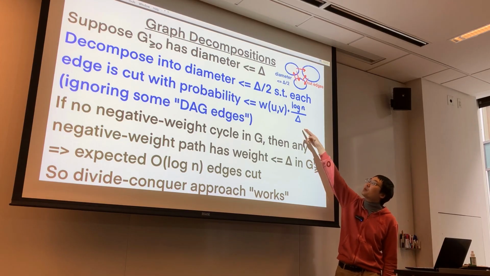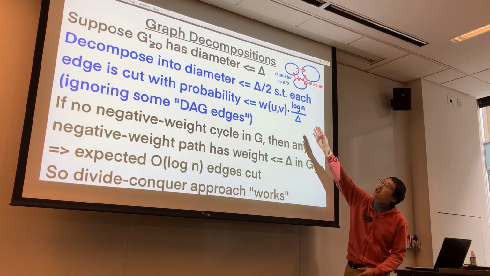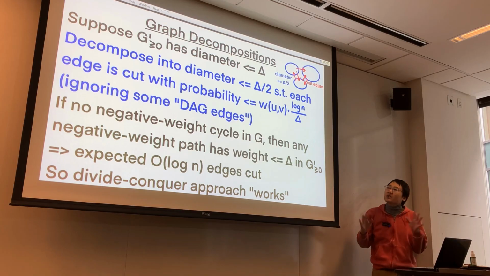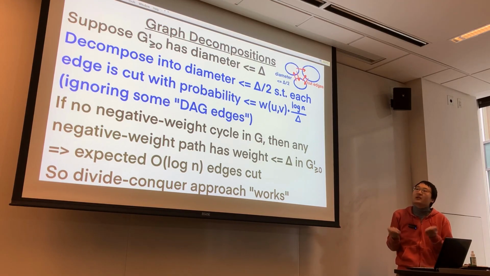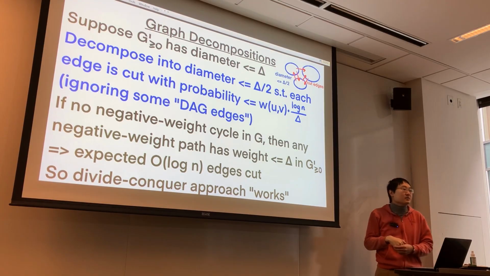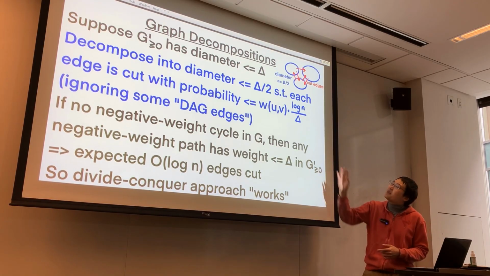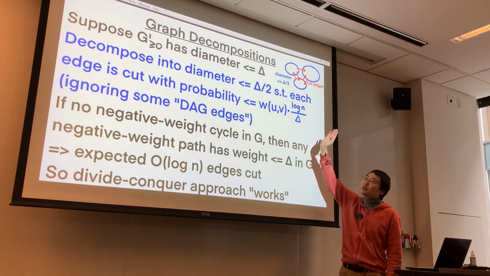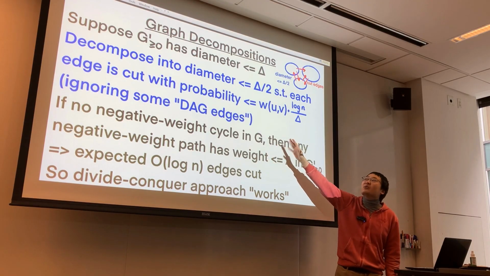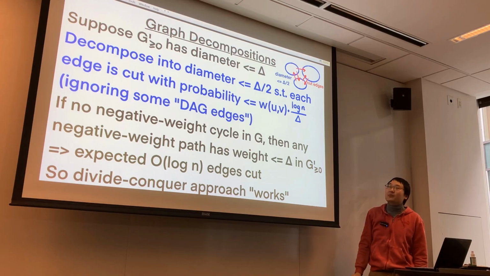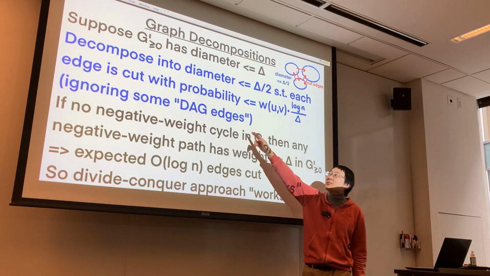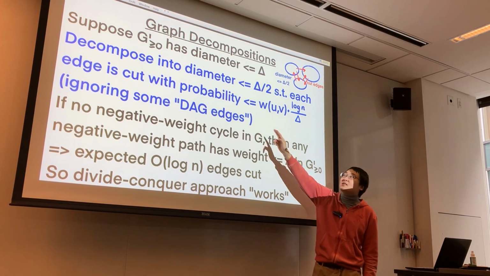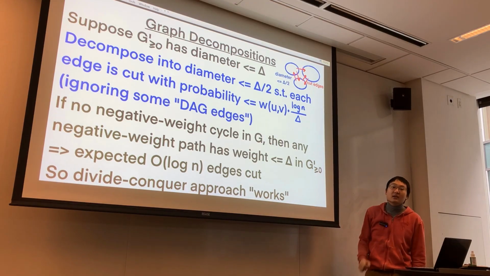You can interpret this as saying that the larger your diameter parameter, the less you should be cutting every edge, because you're decomposing larger diameter pieces. So you should be less likely to cut every single edge. This is almost true. This is true in undirected graphs. For directed graphs, you have to ignore some DAG edges. I will not actually talk about this in detail. This is something that BNW did have to address. But the new algorithm, which I will talk about, will not need this fact. So that's why I will not talk about it.